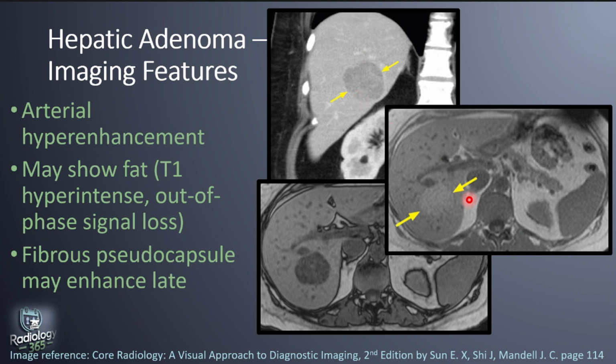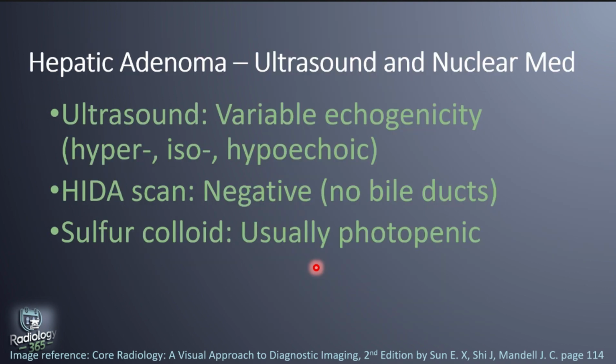Then on the in and out of phase MRI, we see a mass in the right lobe of the liver that demonstrates signal loss on the out of phase imaging consistent with a lesion containing intracellular fat. So this was likely the inflammatory subtype of a hepatic adenoma. There are no specific ultrasound features to distinguish an adenoma from other hepatic masses. An adenoma may be hyperechoic, isoechoic, or hypoechoic relative to normal liver.